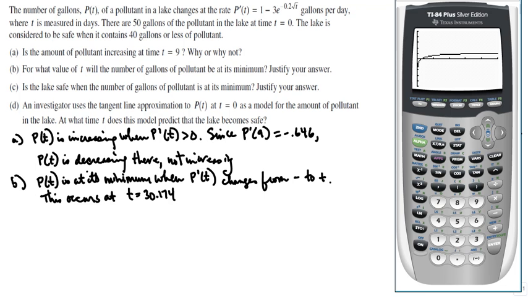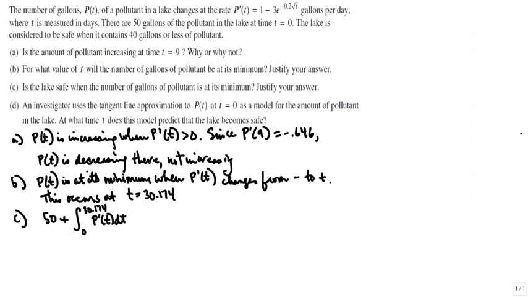The next question asks, is the lake safe at that point? Well, we start off with 50 gallons, and recall that the definite integral from 0 to 30.174 of P prime of t dt gives us the change in gallons of pollutant in the lake over that period of time. So if we take that change and add or subtract it to 50, that will give us our eventual value at time t equals 30.174.